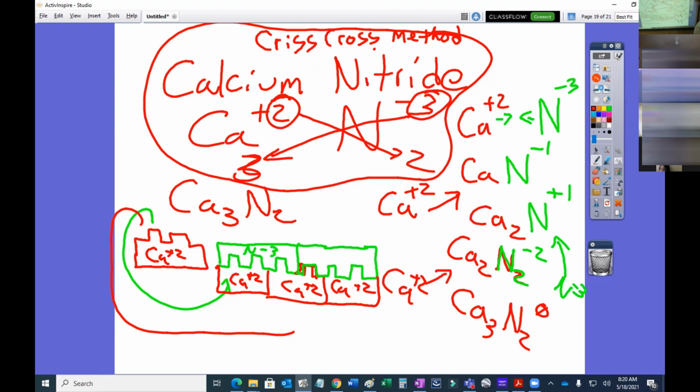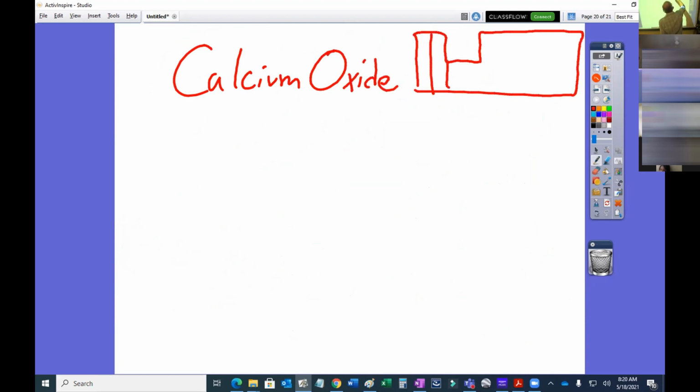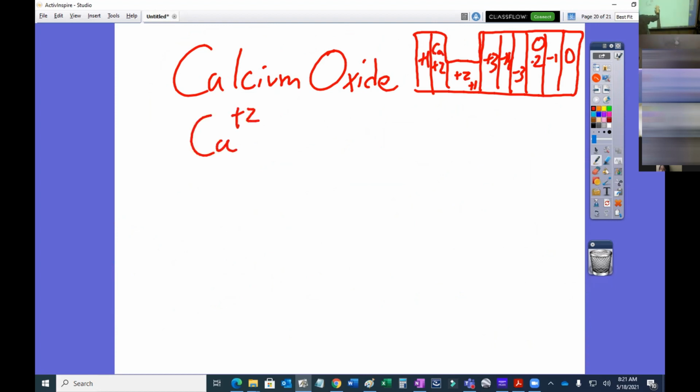Let's look at this. Calcium oxide. What do we do with that? Well, there's the periodic table. +1, +2, +2, +1. +3, +4, -3, -2, -1, 0. Oxygen lives here. Calcium lives here. Wow, what do you know? Ca +2, oxygen -2.